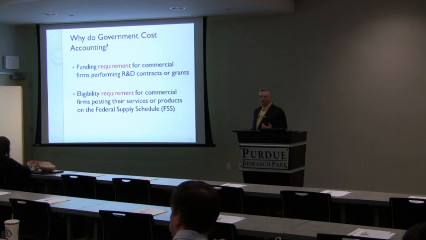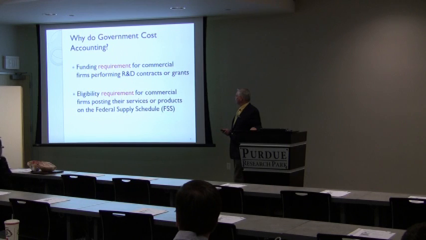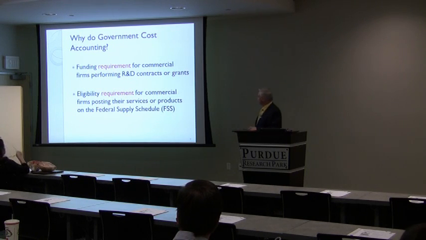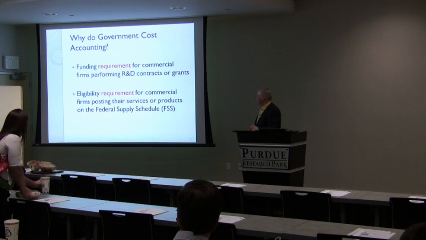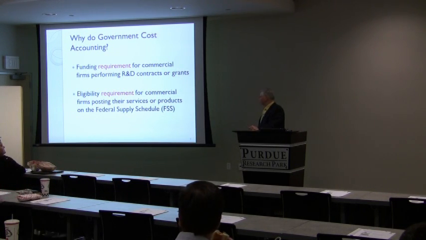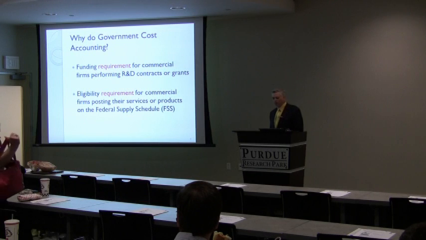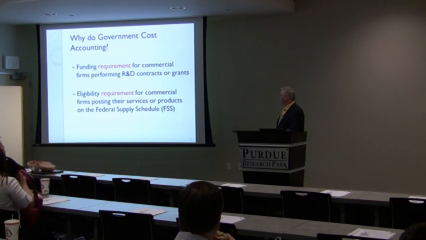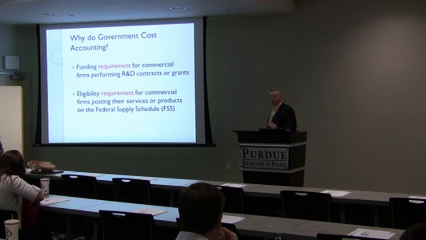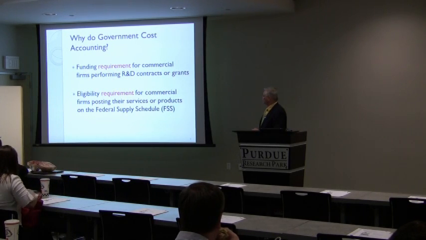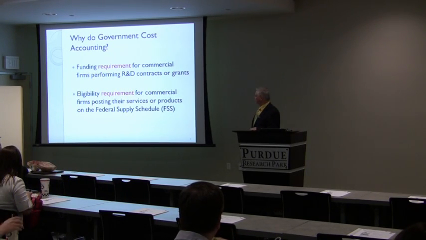Now then, if you're going to do government contracts, why do government cost accounting? Well, it's a funding requirement. If you are doing commercial, it's an eligibility requirement for commercial firms if they're posting their services or products on the federal supply schedule. I won't be talking a lot about the federal supply schedule today because I believe most of the audience listening to this are interested in R&D contracts or grants.